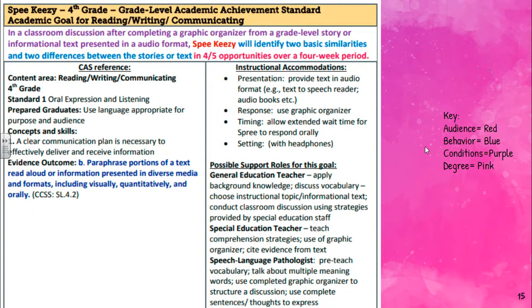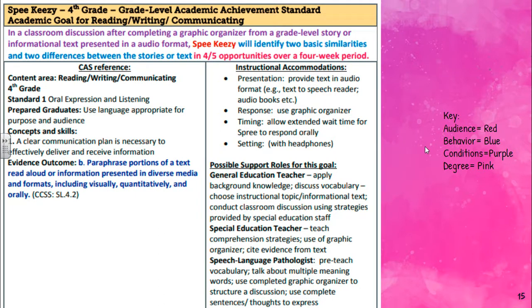Okay, let's jump into some goals. I think we have 5 or 6. There's going to be some for elementary, there's going to be some for secondary, and we're going to hit both academic and functional. Beginning with 4th grade academics. Notice there's a key on the right-hand side because these goals are color-coded. So our audience is going to be in red, that's the student's name. The behavior we expect to see is going to be in blue, and the conditions in purple, degree in pink.